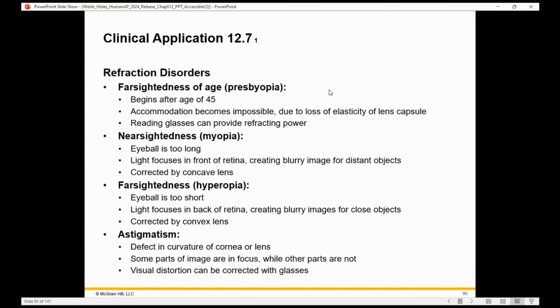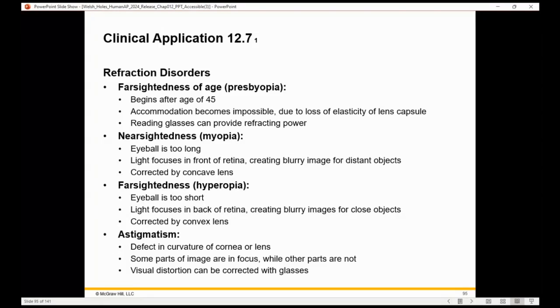There are refraction disorders. In farsightedness of age, or presbyopia, this begins after age 45. The accommodation becomes impossible due to the loss of elasticity of the lens capsule. Reading glasses can provide refracting power. In nearsightedness, or myopia, the eyeball is too long. Light focuses in front of the retina, creating blurry images for distant objects. It's corrected by concave lenses.